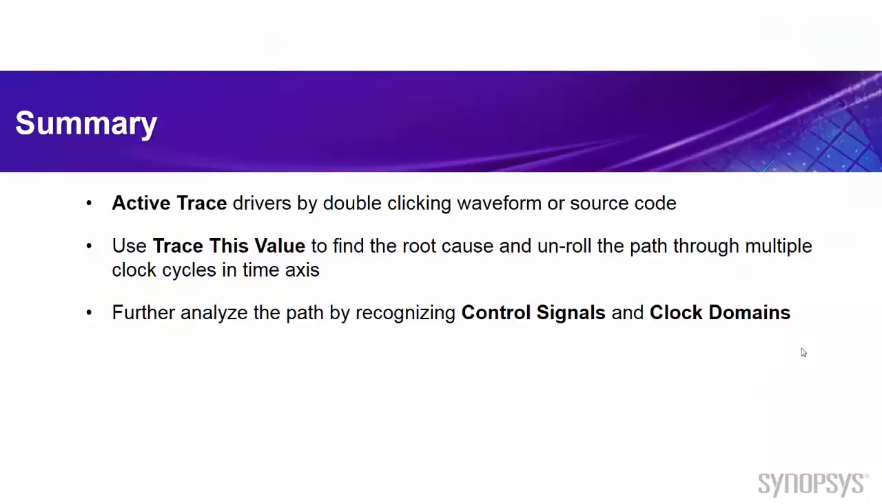Now let's see what we have learned from this video. Firstly, we use active trace to find active drivers by double-clicking the waveform or source code. And then we use the trace list value capability to find the root cause and unroll the path through multiple clock cycles in the time axis. In the end, we can further analyze the path by recognizing the control signals and clock domains.